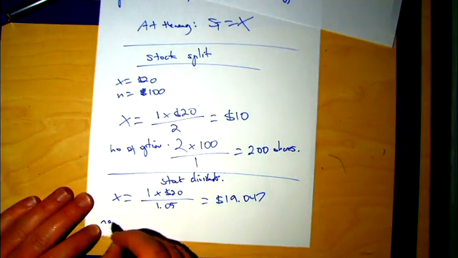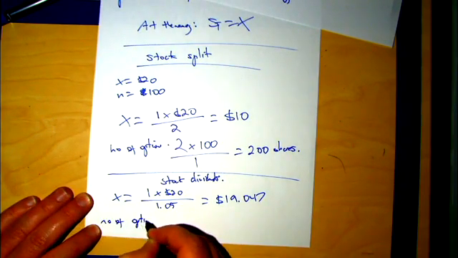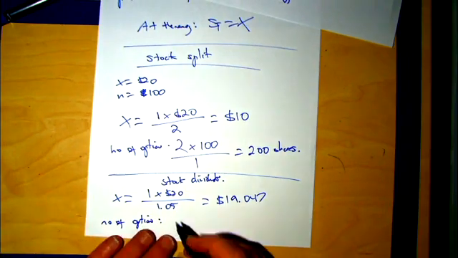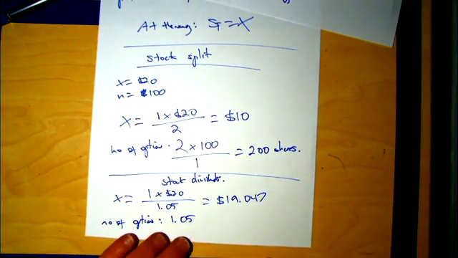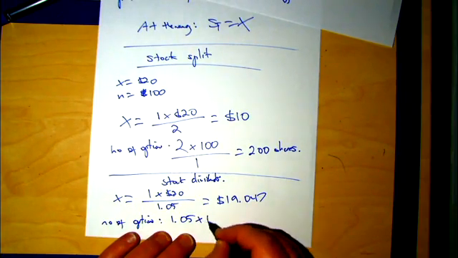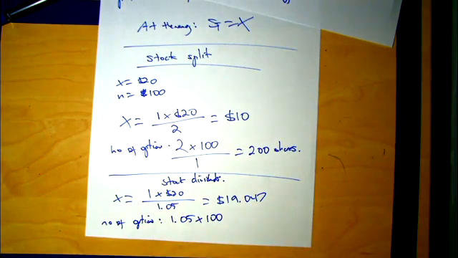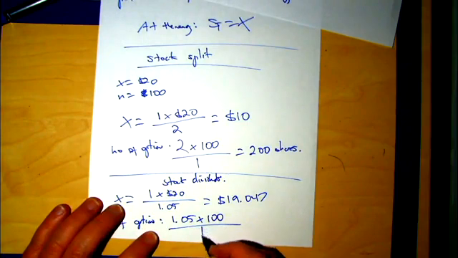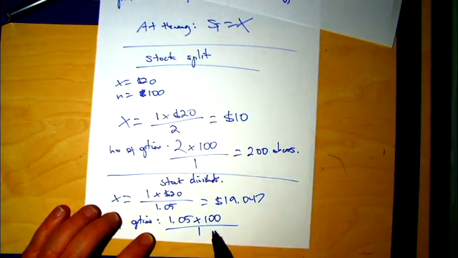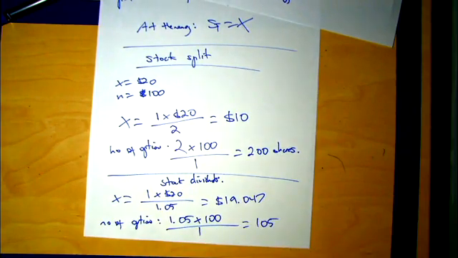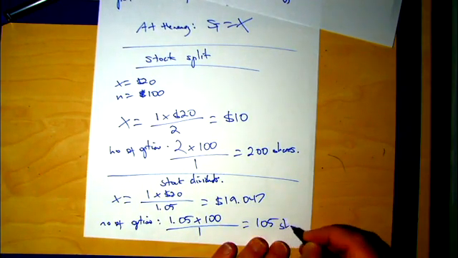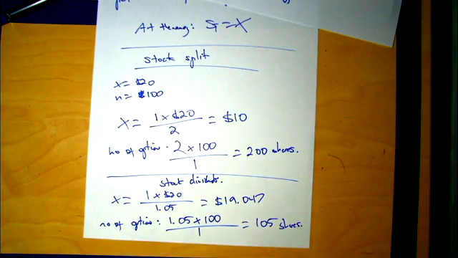And then for the number of options, well, now I have 1.05, or 5% more shares, because I get a 5% stock dividend. Sorry, it was multiplied by 100. That was the number of options. So I now just have options over 105 shares.